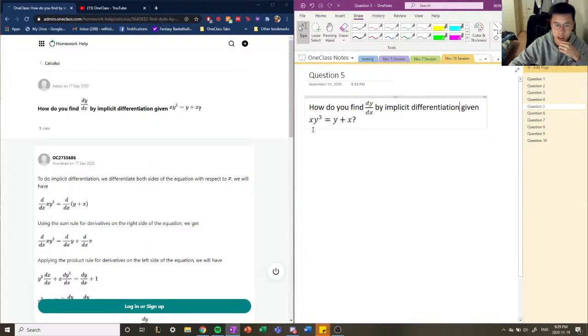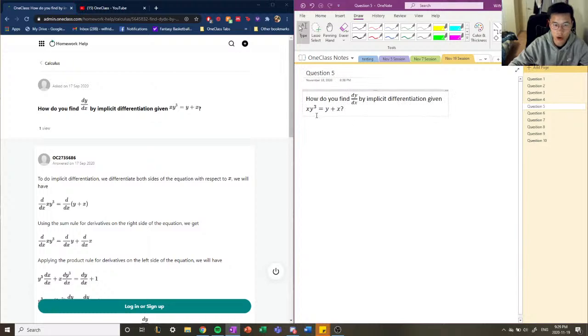Given this function, okay? Implicit differentiation is a different way of differentiating when you have a function that is not easily explicitly differentiated. That means that the y is on one side and the x is on the other side. You see here that it's very hard to isolate for y, so we're going to use implicit differentiation instead. You take all the terms and differentiate them with respect to x. I'll show you how to do that.